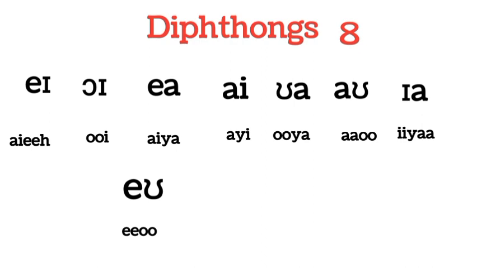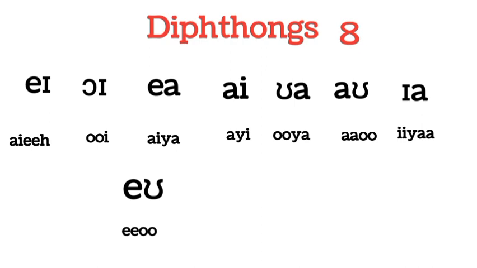Fifth one is Ouya. For example, in poor. Sixth one is ow. For example, now and mouth.